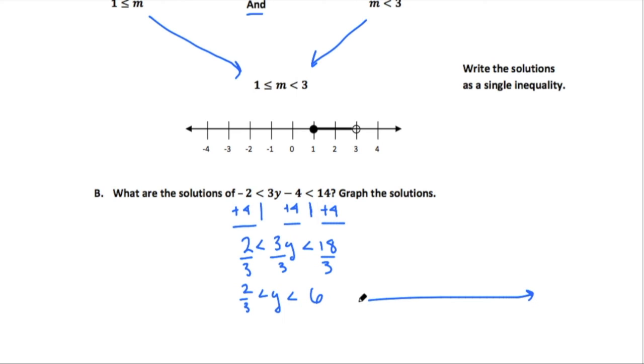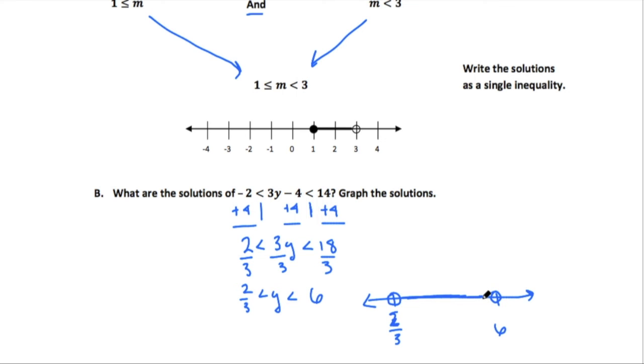Okay, we want to, of course, still go ahead and graph this, so I'm going to throw 2/3 on the number line and 6. They're both open circles, and I'm in between that region, so open circle here, and I'm going to fill in the region in between.